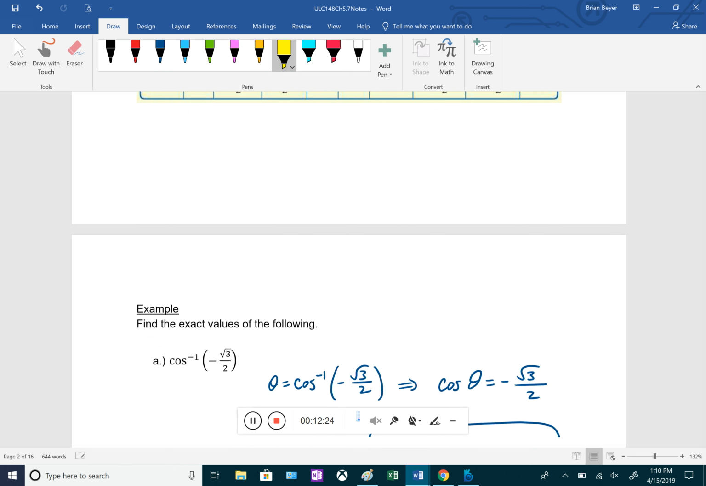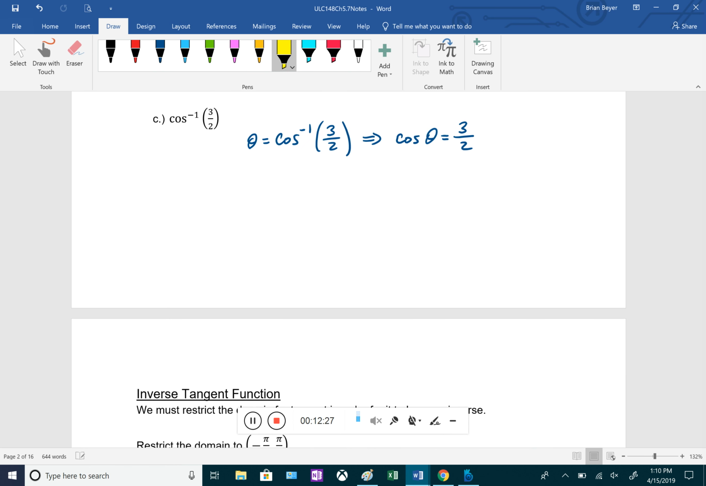But what we should know before even looking at that table is we have to take into account the domain of cosine inverse and the range of cosine, because they're the same thing. Cosine of theta will never equal 3 over 2. The range of cosine is -1 to 1. 3 over 2 is 1.5. That is outside the domain of cosine inverse, outside the range of cosine. So what this means is that cos inverse of 3 over 2 does not exist.